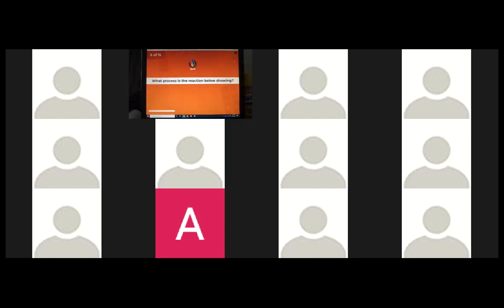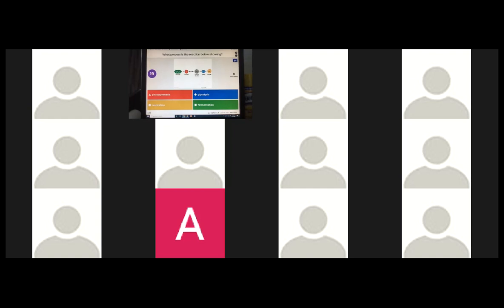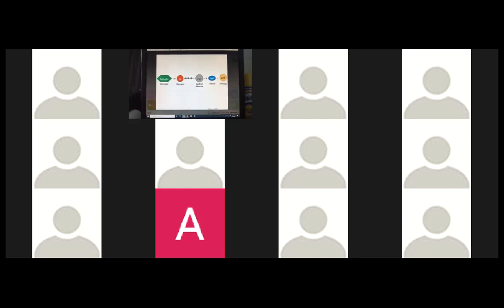Number 6. What process is the reaction below showing? Sorry, doesn't look very big. Yay! Everyone got it. That is respiration. Awesome. So you have 1 glucose and 6 oxygen going to 6 carbon dioxide, 6 water, and then ATP. 36 ATP, yeah.